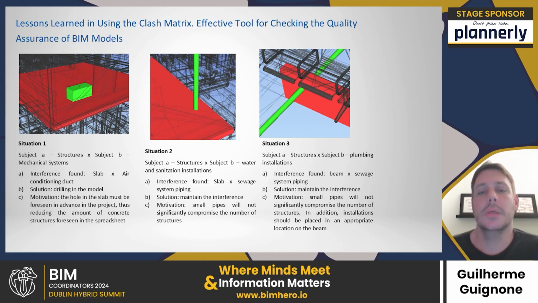Situation 2. Subject A and Subject B. Interference found: slab and sewage system piping. Solution: maintain the interference. Motivation: small pipes will not significantly compromise the volume of structure.